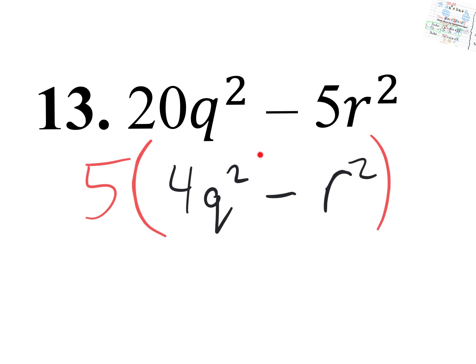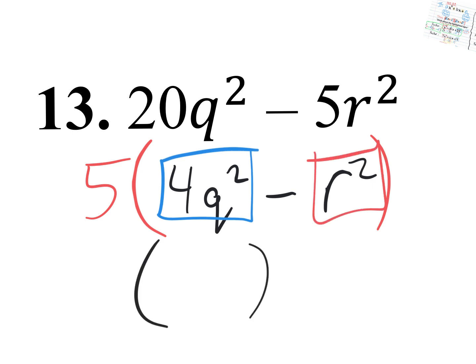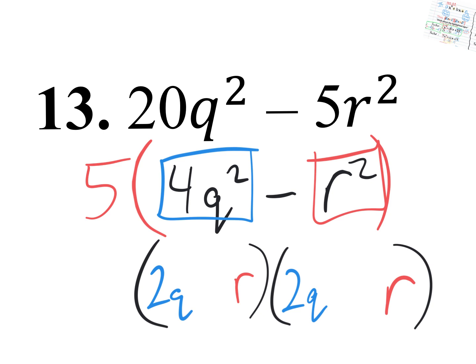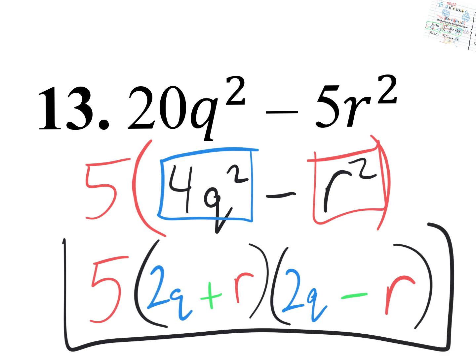And now if you look at the inside of the parentheses, we could continue factoring because now we do have a difference of two perfect square terms. I could actually take the square root of 4q squared, and I could actually take the square root of r squared. So let's do that and plug it into our factored form answer format. The square root of 4q squared is 2q, and the square root of r squared is r. And of course, the signs have to be different, 1 plus, 1 minus. What about that 5 that you factored out, the GCF of 5 that you factored out originally? You have to bring that down, and here's your final factored form answer for number 13.